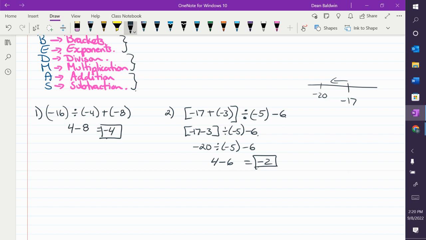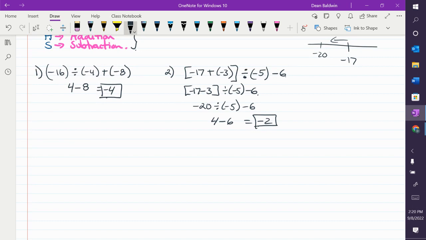All right. Okay, I want to do one more example, and then I'll give you a couple practice things. Negative 3, bracket 2 minus 5, bracket 2 minus 8, bracket 2 to the power of 2.